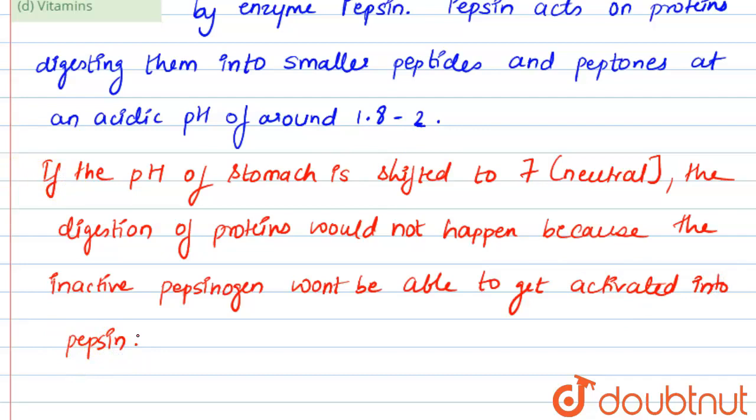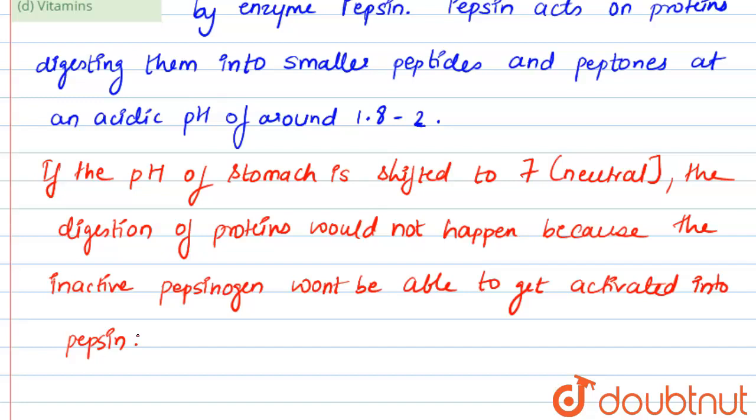So the activation of pepsinogen into pepsin happens at highly acidic pH, that is around 1.8 to 2. So if the pH is 7, this pepsinogen would not get activated, and if it is not activated, the protein digestion would not happen. The enzymes are very specific about their actions. They can only work efficiently at a particular temperature and pH range. If the pH or temperature is shifted to another range, what would happen? These enzymes would not function properly. So the same condition arises over here.